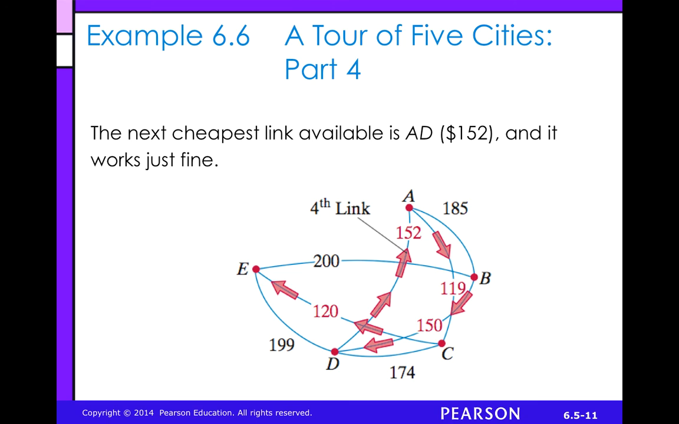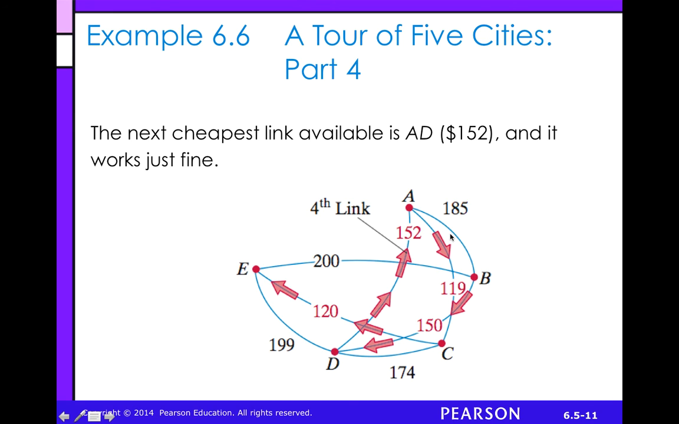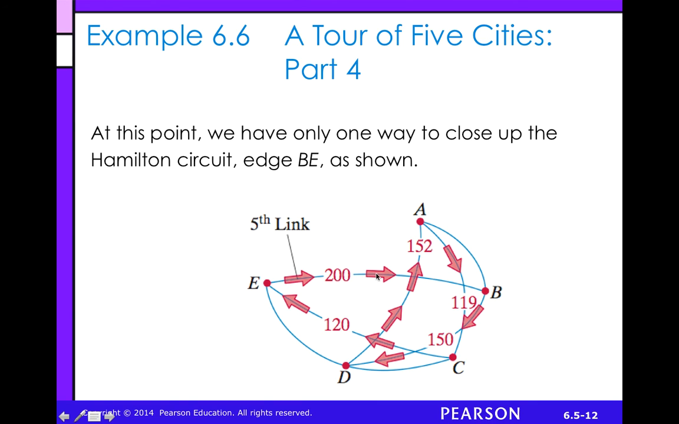Okay, now what's the next cheapest link? The next cheapest link is what? 174. But we can't highlight that because there are already 2 highlighted edges coming out of D. Oh, this just finishes it for you. Okay. What about 185? Can't highlight that because there are already 2 edges coming out of A. What about 199? Can't highlight that because that prematurely closes a circuit, and also because there are already 2 highlighted edges coming out of D. So what's left is this 5th link here. The heaviest edge in the graph is 200.